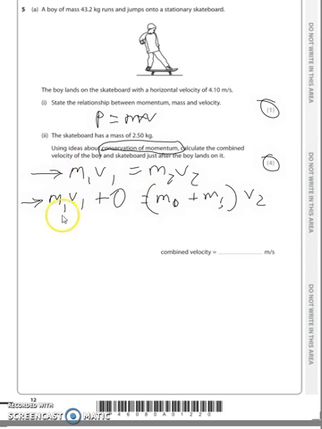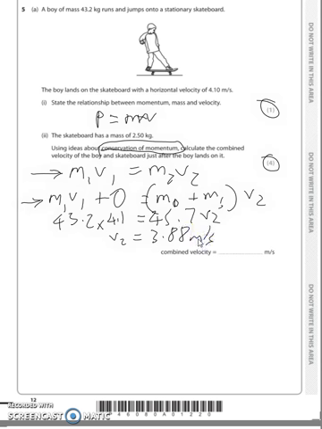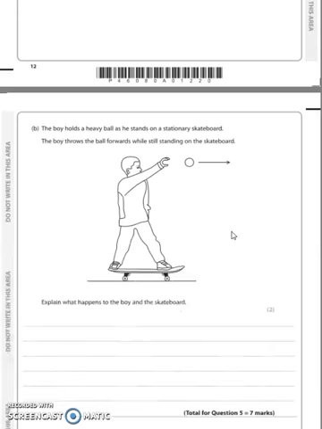So we're going to find that it's 43.2 times 4.1 equals, now the mass of both of them together is 43.2 plus 2.5, which is 45.7, and then that's v2. And then we're going to rearrange for our combined velocity, so v2 equals 3.88 meters per second. There's lots of stuff about those type of calculations on Firefly, so if you're unsure, go and have a look.